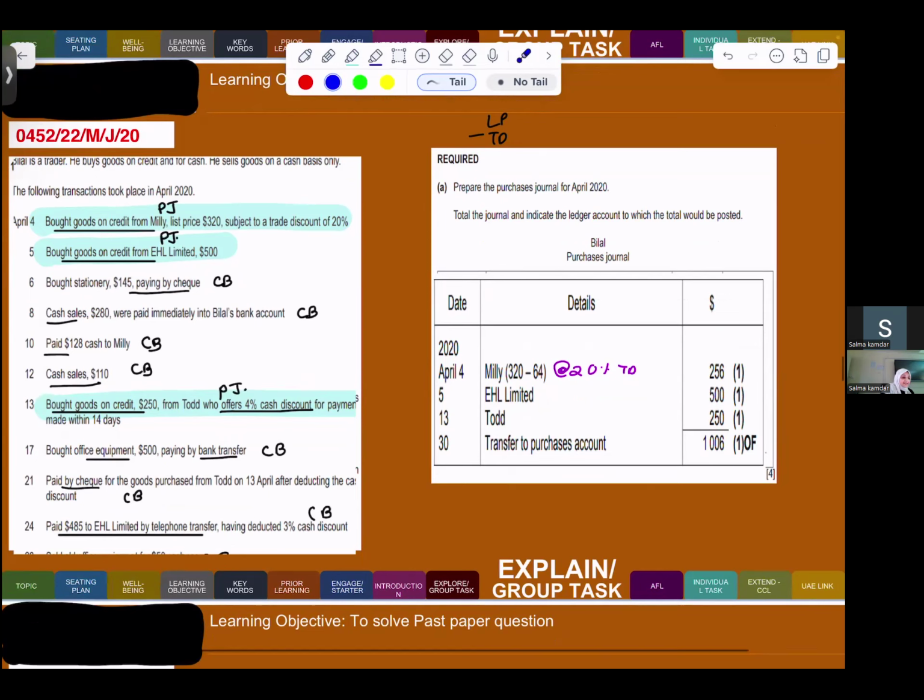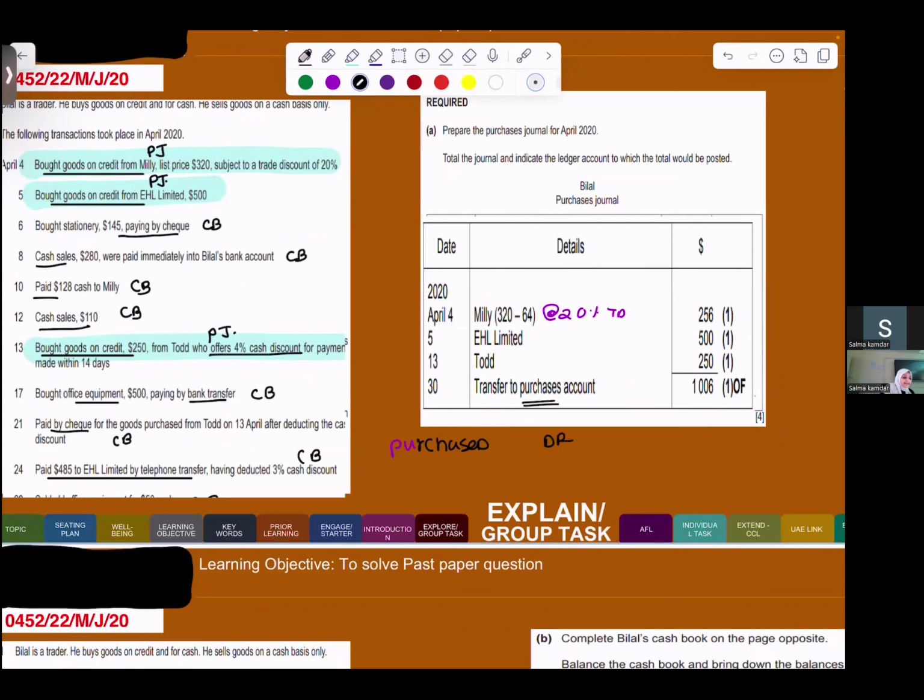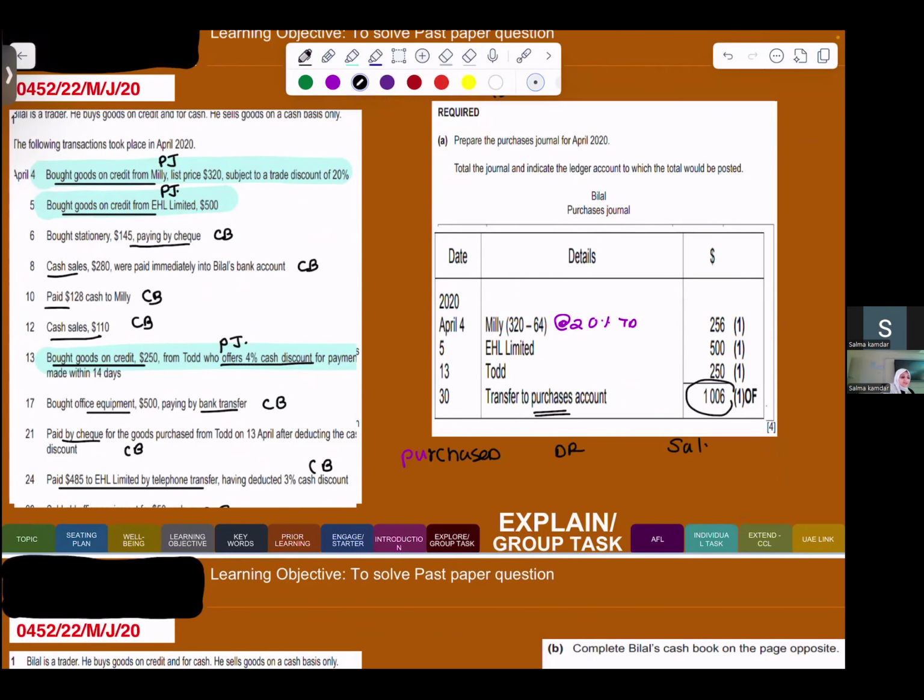Sales, credit. Purchase return, credit. And sales return, debit. So when I transfer, this is going to be transferred to the debit of the purchase account. Say if this was the sales journal, I would transfer to the credit of the sales account.